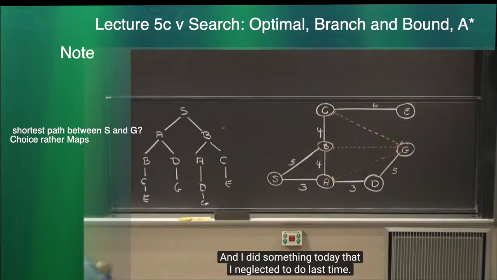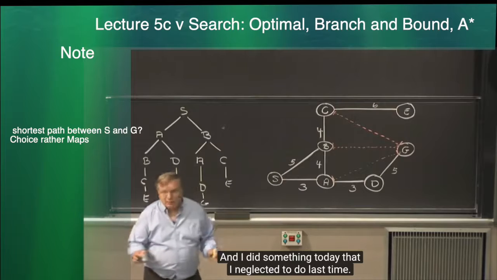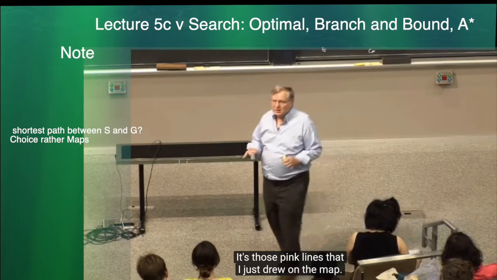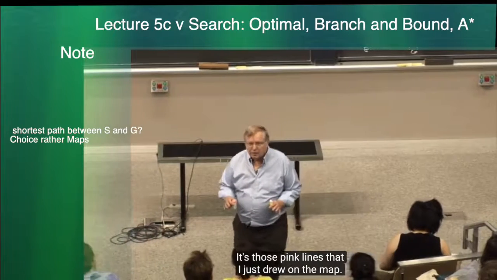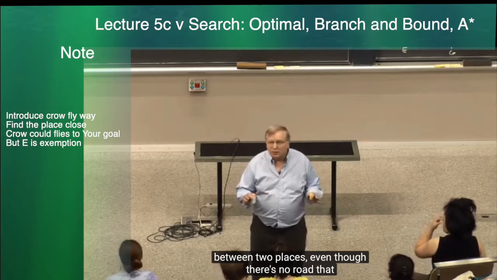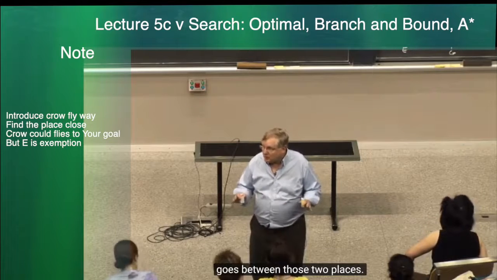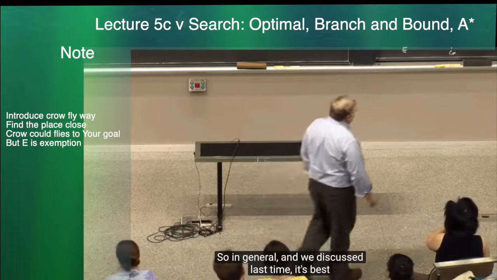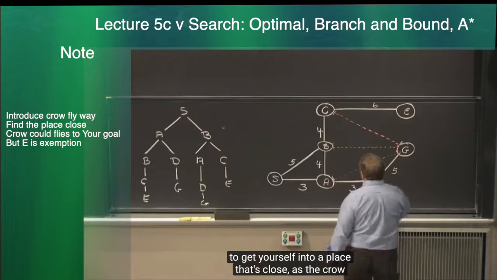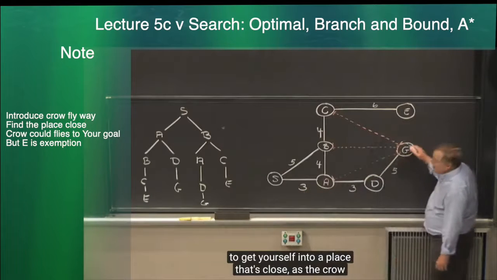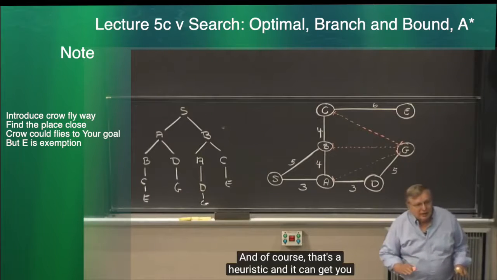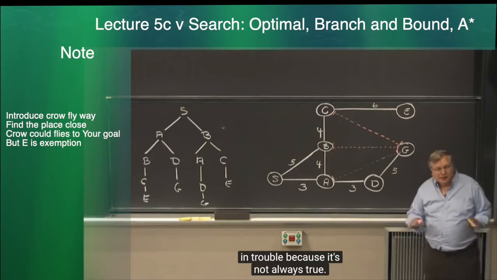And I did something today that I neglected to do last time, and that's talk to you about what I meant by heuristic distance. It's those pink lines that I just drew on the map. We're talking about the distance as the crow would fly between two places, even though there's no road that goes between those two places. So in general, and we discussed last time, it's best to get yourself into a place that's close as the crow flies to your goal. And of course, that's a heuristic, and it can get you in trouble because it's not always true.